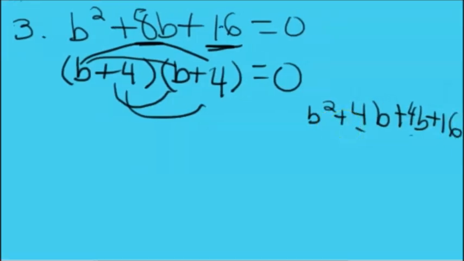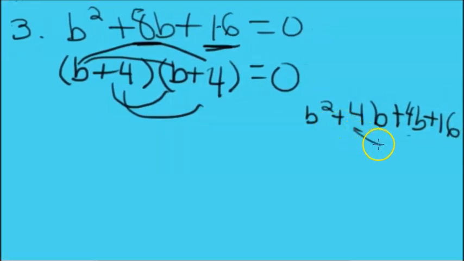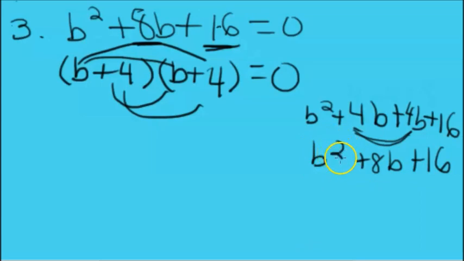Well, we take the like terms of 4b and 4b and combine them. So 4b plus 4b is going to be 8b plus 16. We just rewrite the other stuff in. We've already figured that out. Okay, so we have b squared plus 8b plus 16. Let's check to see if that gives us our original polynomial, which it does. So that checks that off.